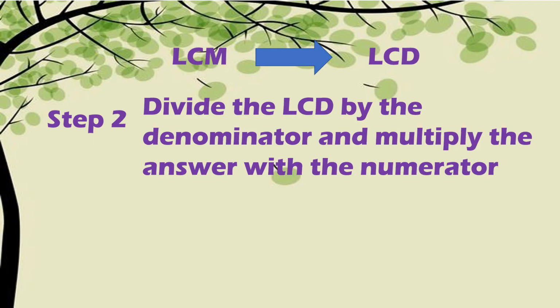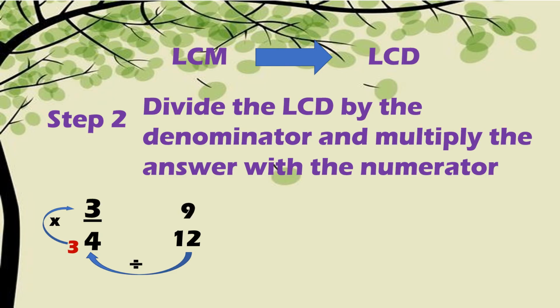So our first fraction was 3/4. What's our LCD again or LCM? 12. So 12 divided by 4 equals 3. And then we're going to multiply 3 by 3. 3 times 3 equals 9. Therefore, 3/4 is equal to 9/12.